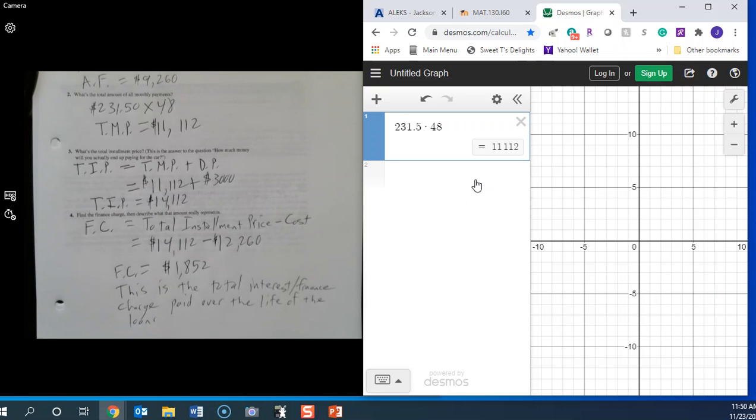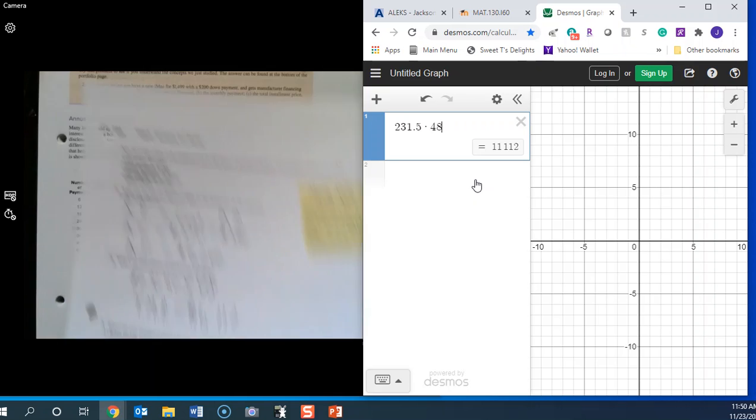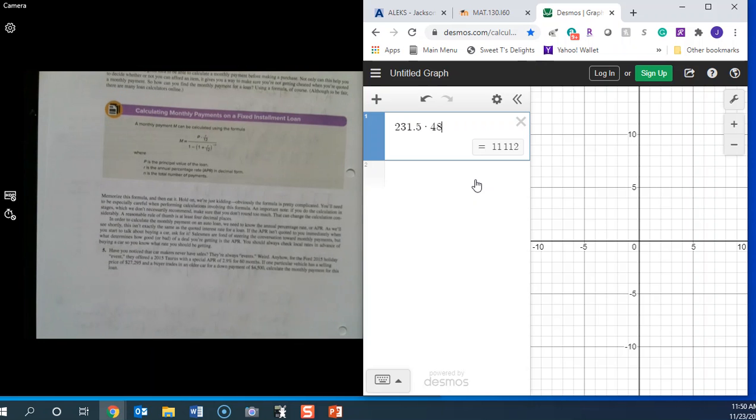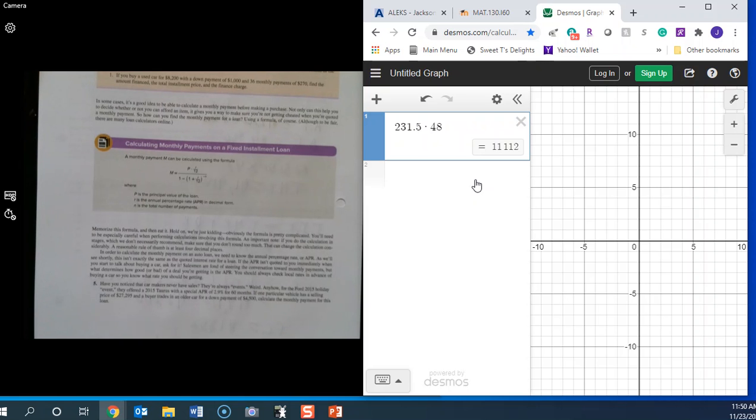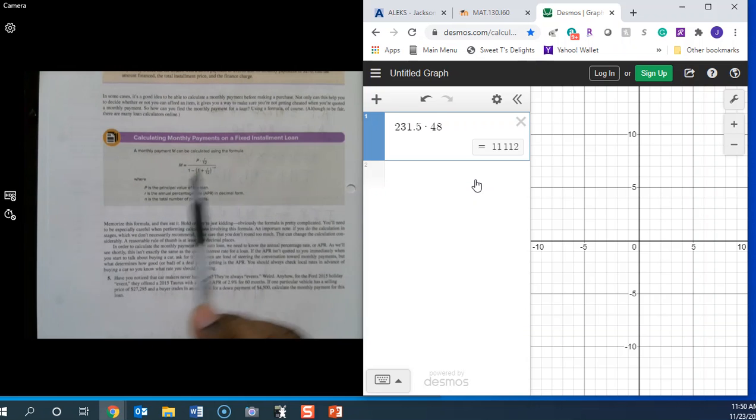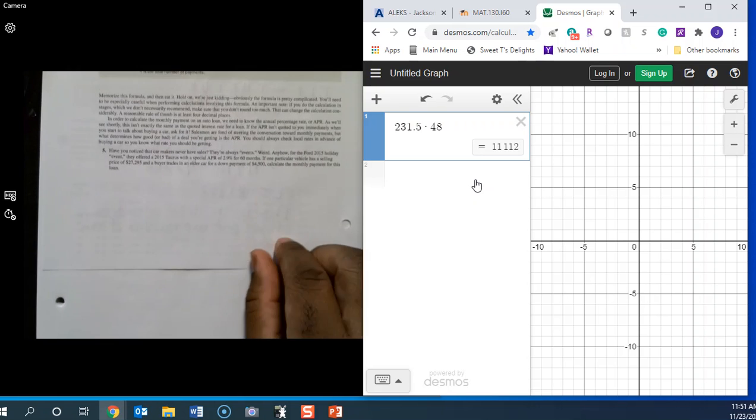Okay, so now we move on to the next page. Now on the next page, if you notice here, we have a tan box right in the center of the page. And this is telling you how to calculate monthly payments on a fixed installment loan. They have the formula here. So M is the monthly payment, P is the principal, R is the rate, and N is the total number of payments. So now we look down here.